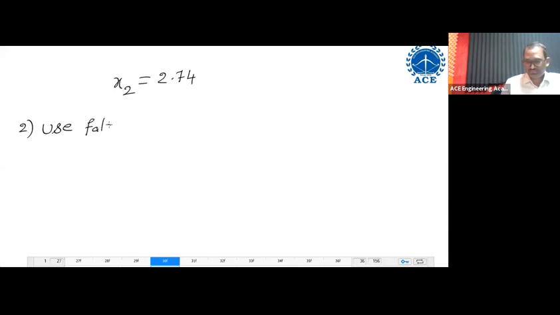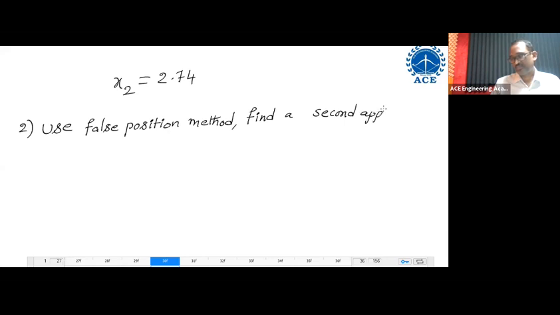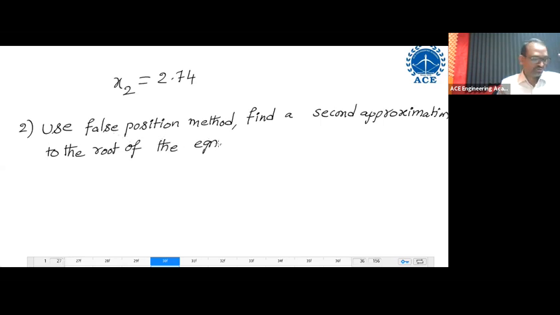Use false position method, find a second approximation to the root of the equation x cube plus x minus 1 is equal to 0.